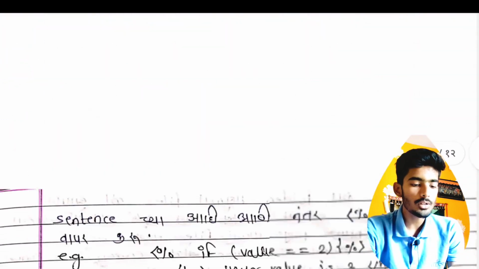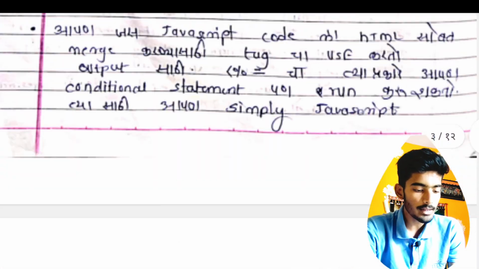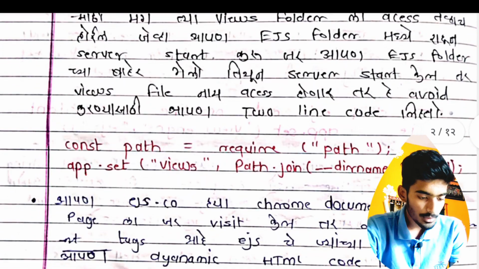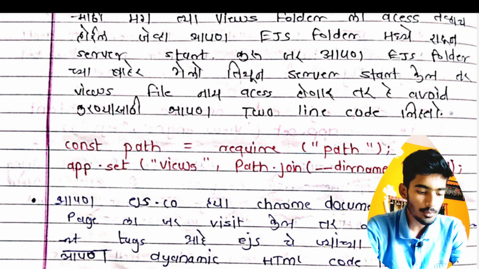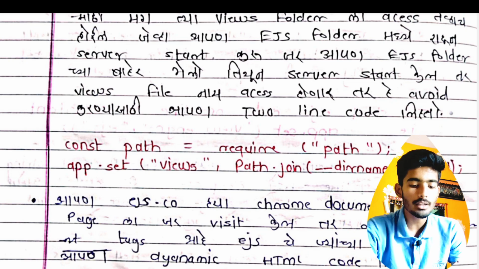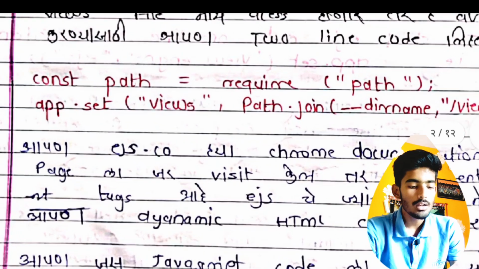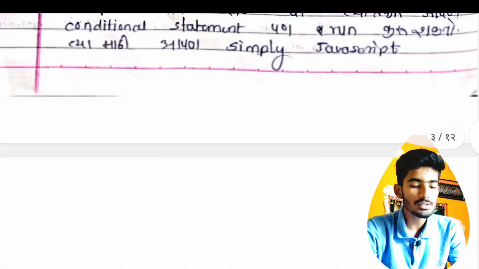And to access the views folder, you have to write a single line of code, that is app.set views path.join directory name /views, as the line is displayed on your screen. Okay, so this is that single line.